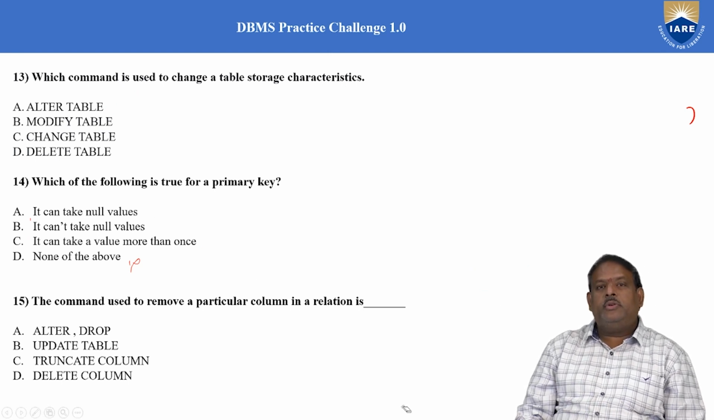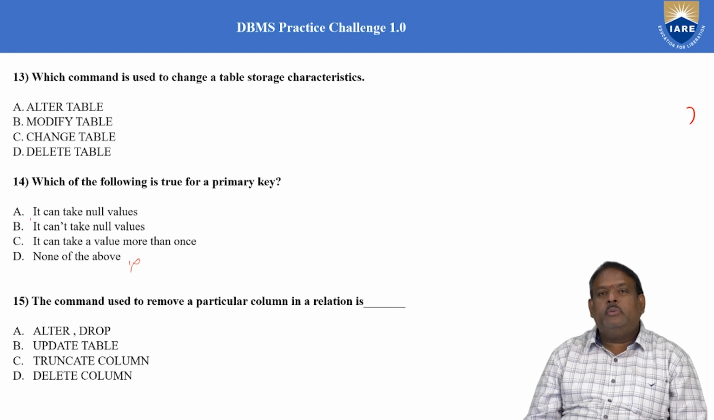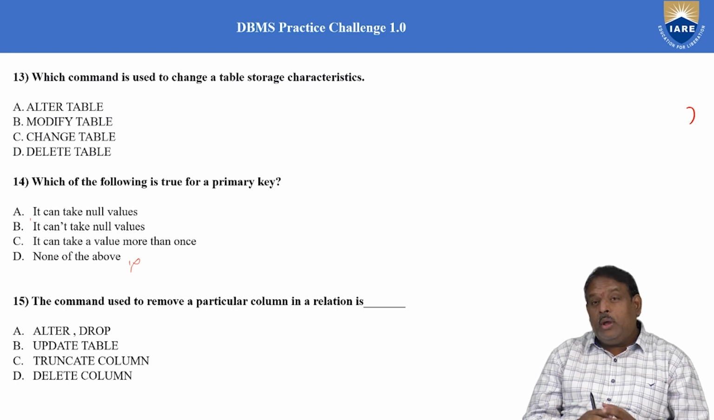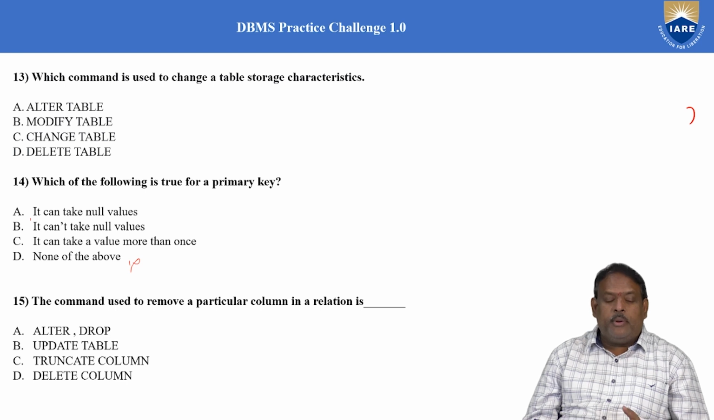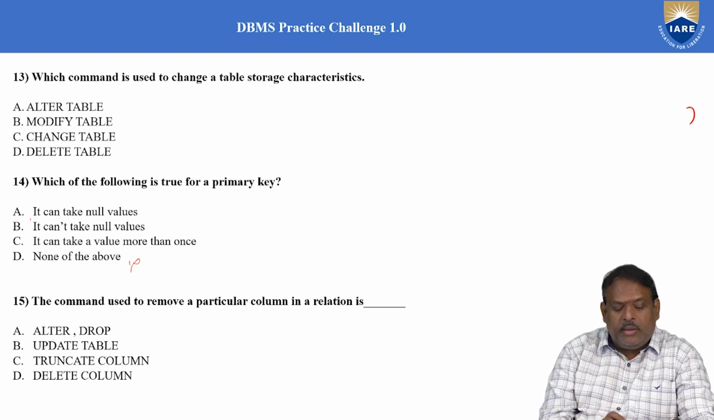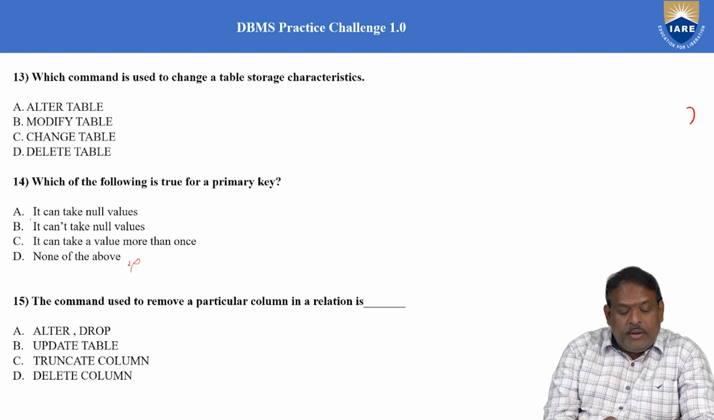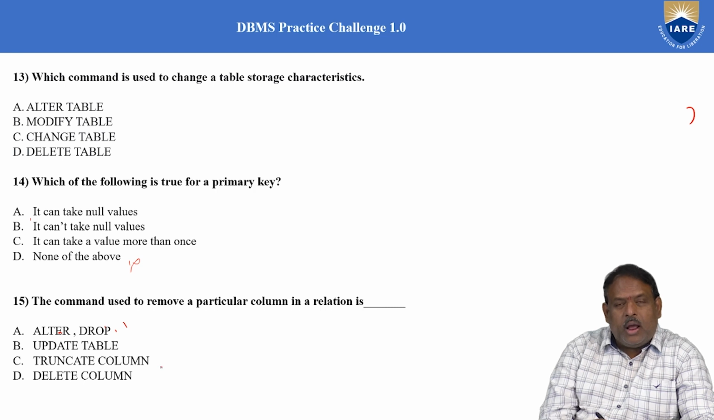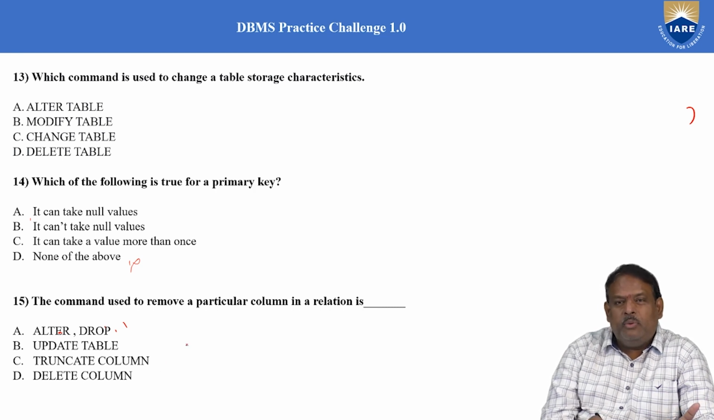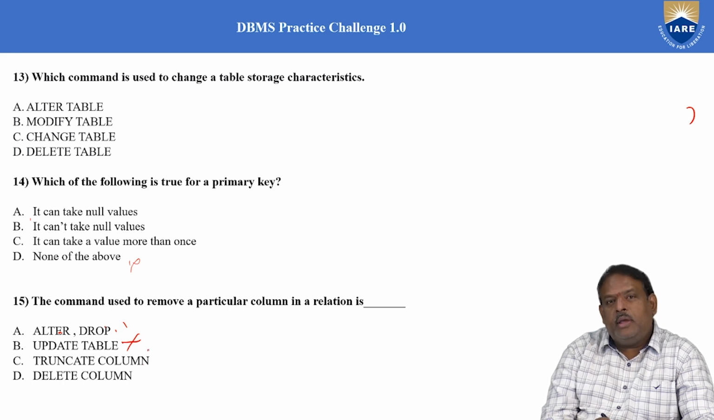Next, 15th question. What is the command used to remove a particular column in a relation? That means we have to drop a column. The options given to us are create, alter and drop. Option B, update table, will not remove a column, so it is wrong. Truncate column: there is no truncate column.